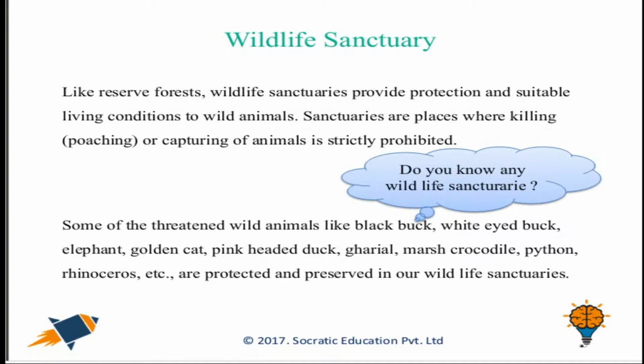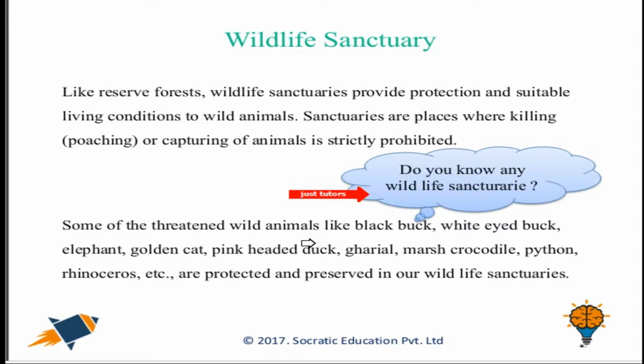Let's proceed further, and the next thing is wildlife sanctuary. We have a little discussion about it. There is some more regarding wildlife sanctuary. Like reserve forest, wildlife sanctuary provides protection and suitable living conditions to wild animals. So it works to protect wildlife. Do you know any wildlife sanctuary nearby? You can give it a thought.